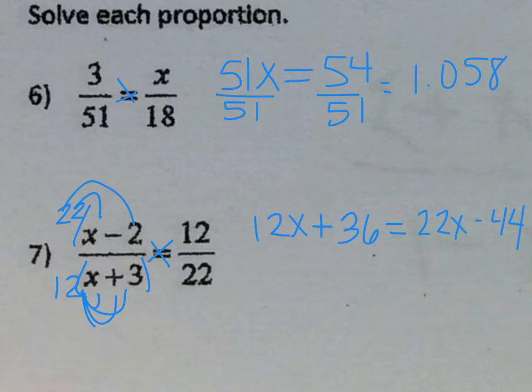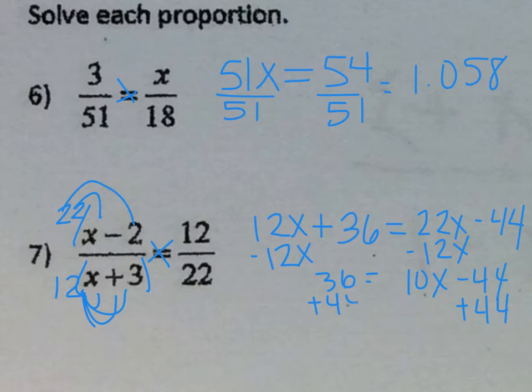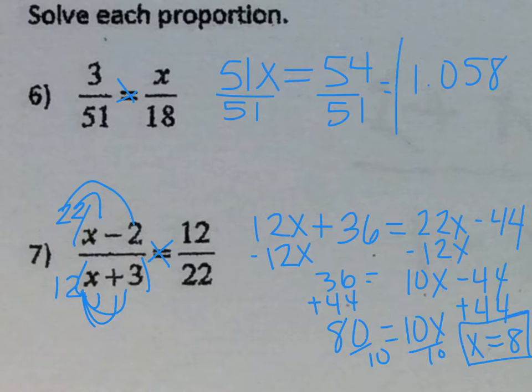And now we can get our x's together. So that would be 10x minus 44, and we can add 44 over here. So that gives us 80 is equal to 10x, and divide both sides by 10, and x is going to equal 8.